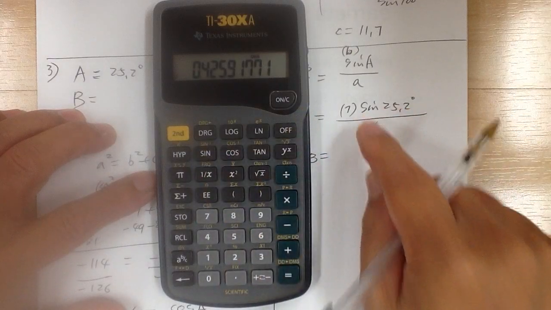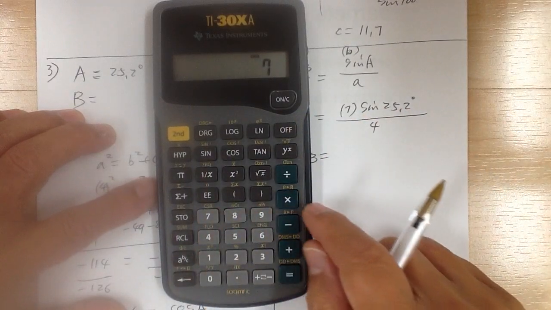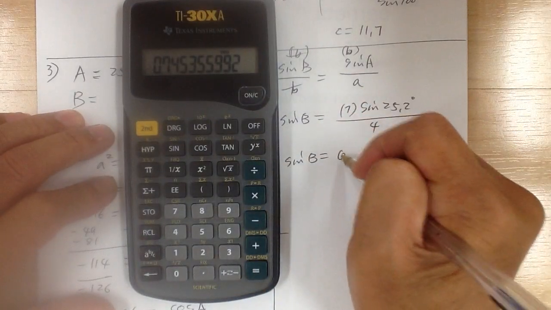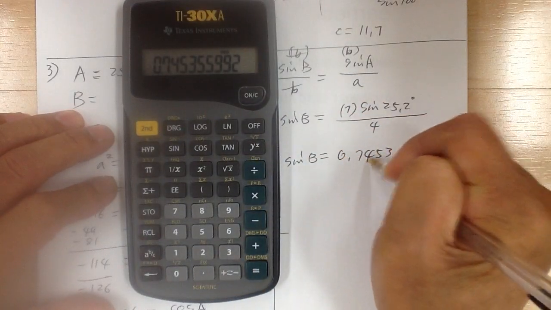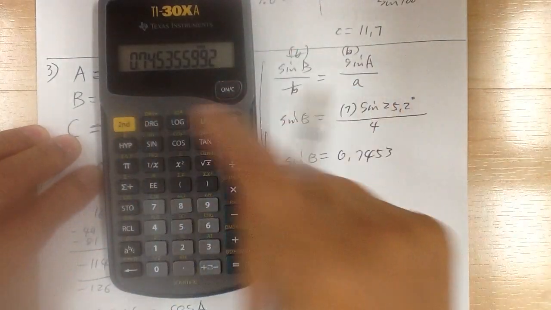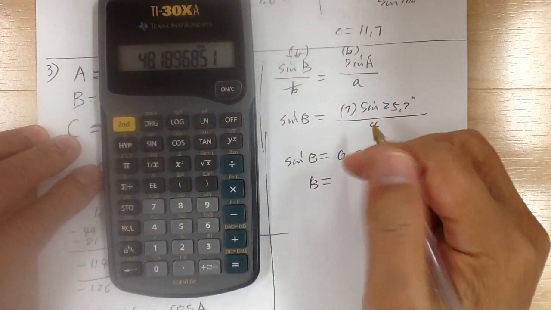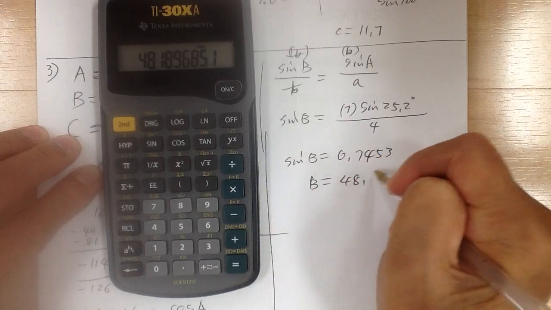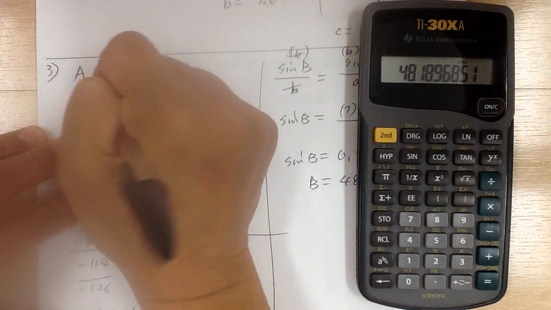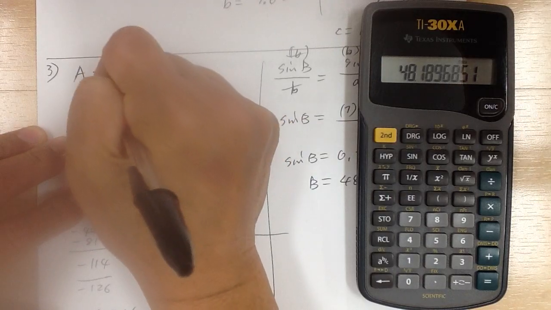So sine of that times 7 divided by 4 equals 0.7453. And to find the angle, I go second sine, and this will give me 48.18, so 48.2 degrees. So this will be 48.2 degrees, okay?